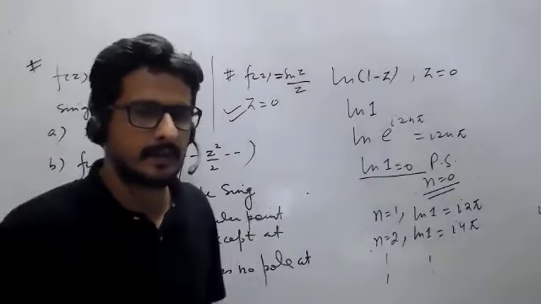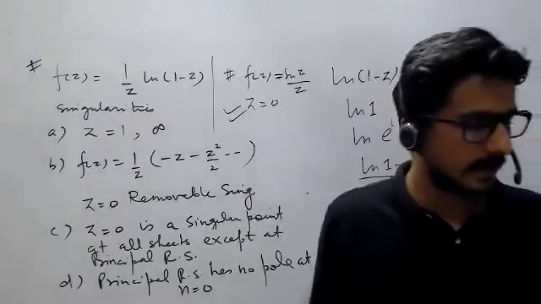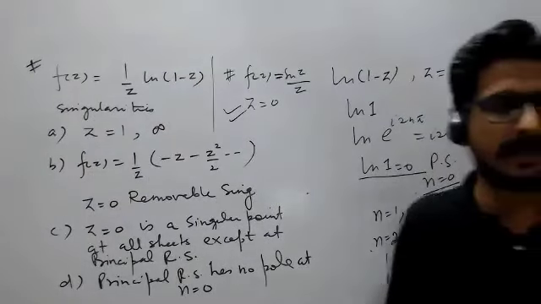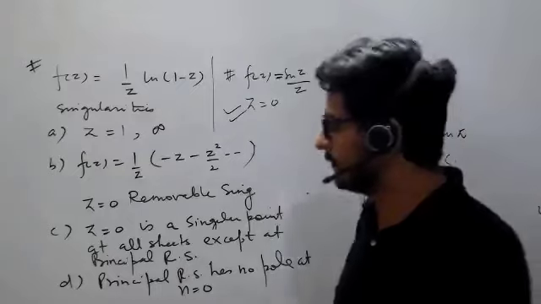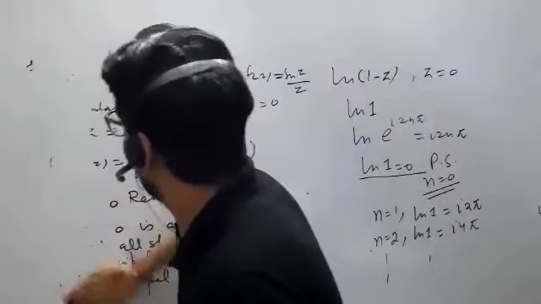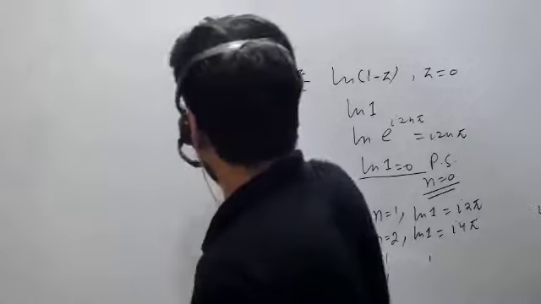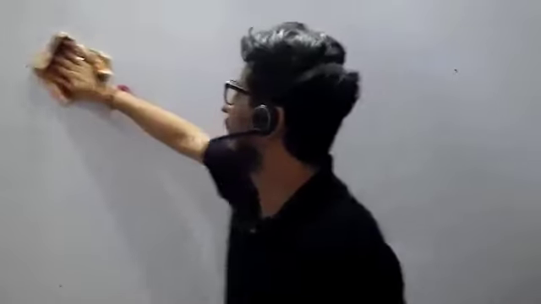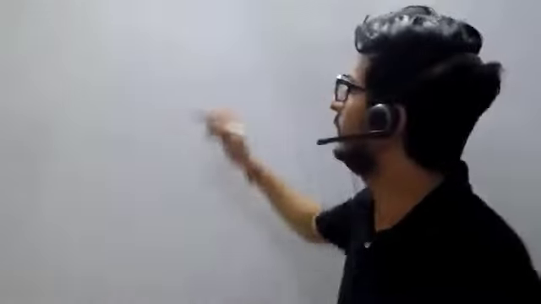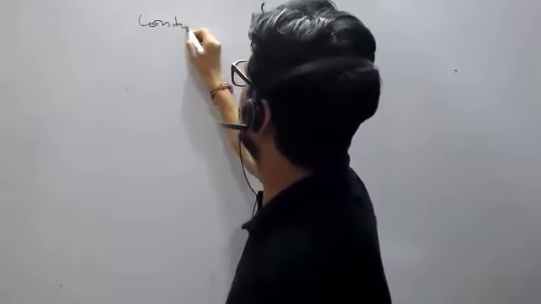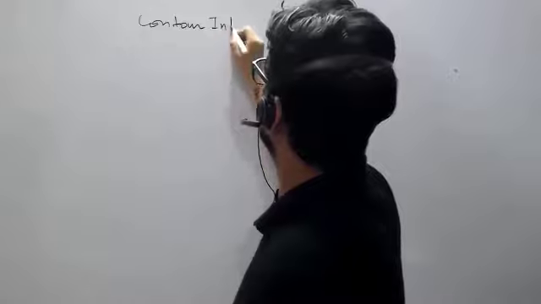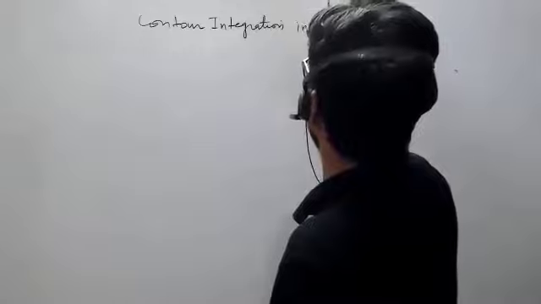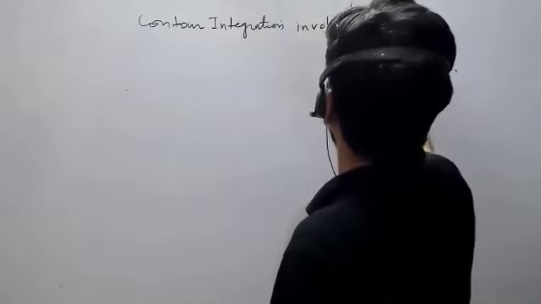Okay, so now if you have understood how to isolate the branch point, all we have to do is avoid the branch point. Keep this in mind. In our integration, all we have to do is, in our contour integration involving branch point. So now let us discuss contour integration involving branch point.